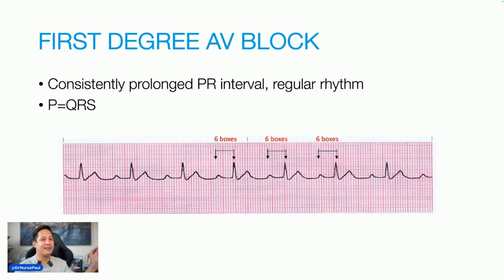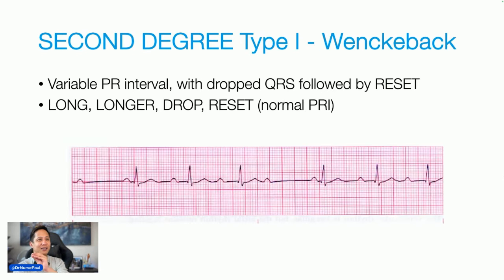Hold your breath. I know there's going to be questions. But look, second degree type one, Wenckebach. In Wenckebach, now the PR interval is variable. When I say variable, it could be 6, 7, 8, 7, 8, 9, 8, 9, 10. We're only talking about PR interval. Listen to me first, and I'm going to show you in the EKG, all right?